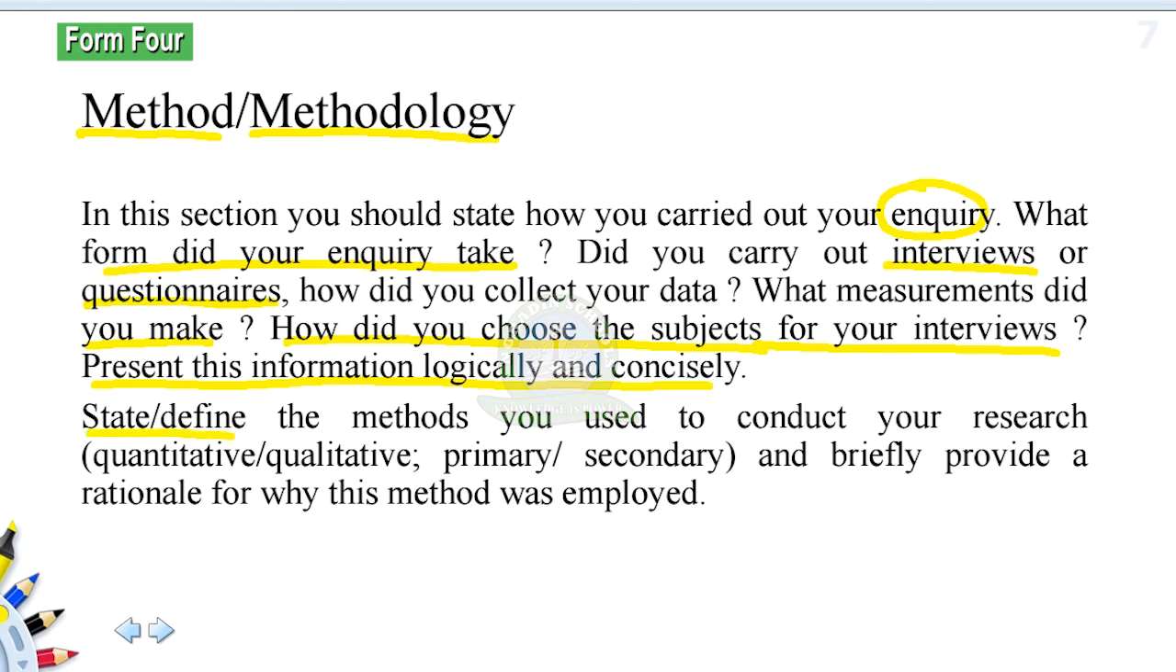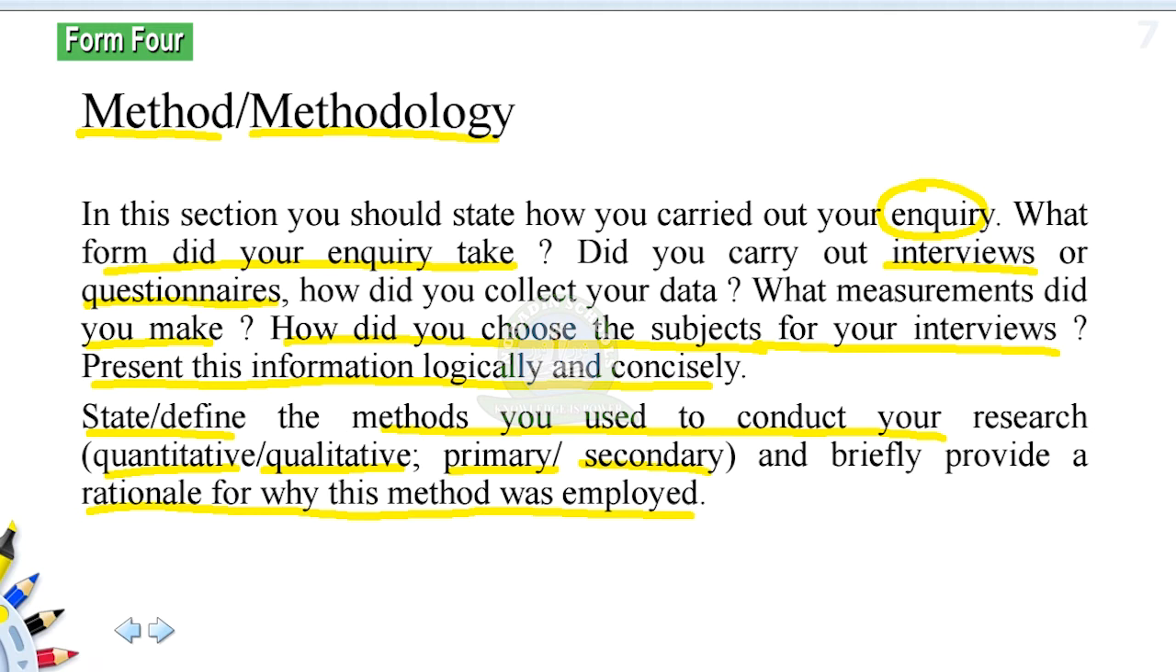State or define the method you use to conduct your research. Quantitative or qualitative. You need to use quantitative or qualitative; they are very different. Primary or secondary. If your data collection is primary, it is the data you collect yourself by interview. If you use published books or governmental documents, you get secondary data. Briefly provide a rationale for why this method was employed. Why did you use quantitative or qualitative?